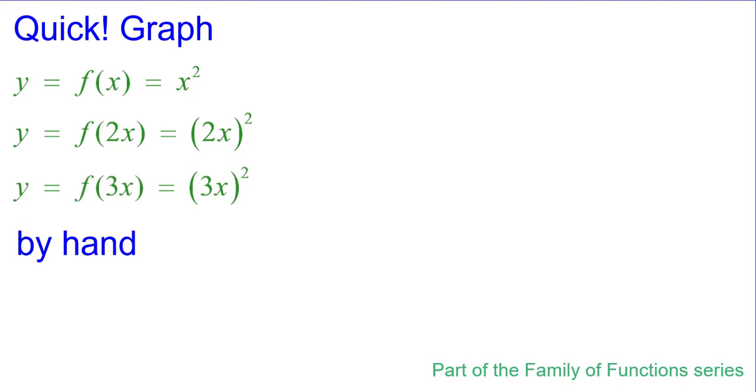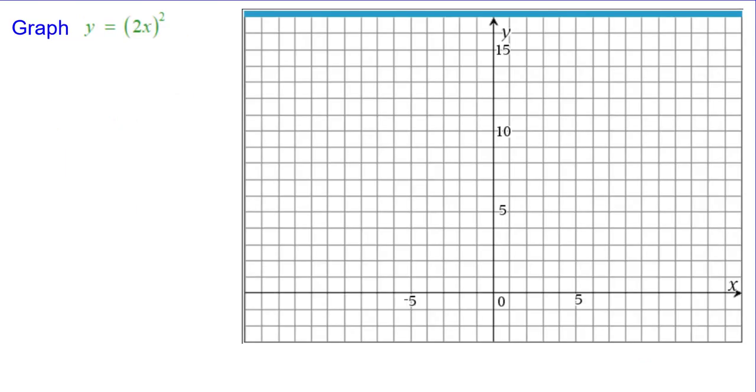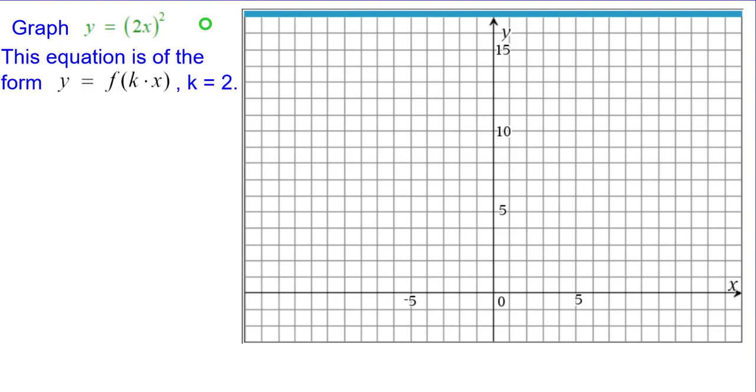Quick graph y equals the quantity of 2x squared and also y equals the quantity of 3x squared by hand. This is part of the family of functions series. We'll start off with y equals the quantity of 2x squared. The equation is of the form y equals a function of some constant times x, where in this case k is equal to 2.